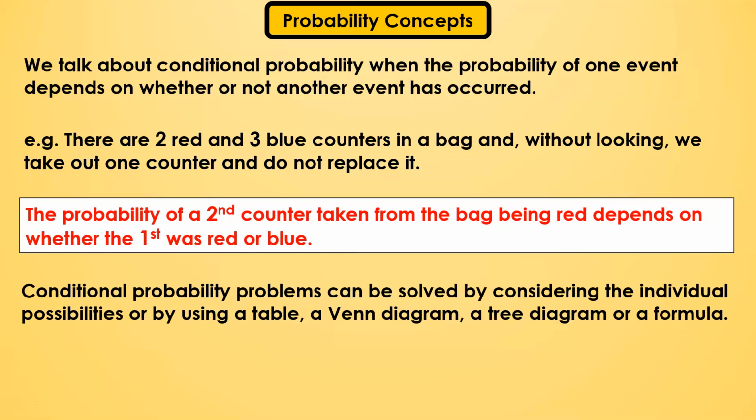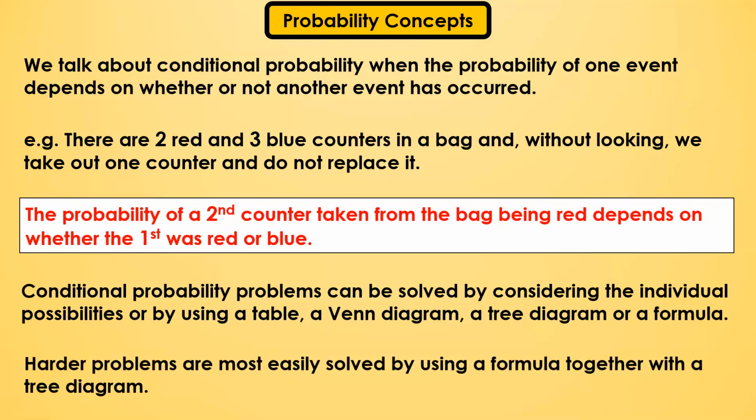Conditional probability problems can be solved by considering the individual possibilities, using a table, a Venn diagram, a tree diagram, or a formula. With a lot of these questions, you can solve them in any number of different ways using these different methods. There's no one right way or wrong way. In some cases, it is worth knowing more than one though, because in a lot of cases, there's one way that is a bit more straightforward, where the other ways take a bit more playing around. Harder problems are most easily solved by the formula together with the tree diagram.